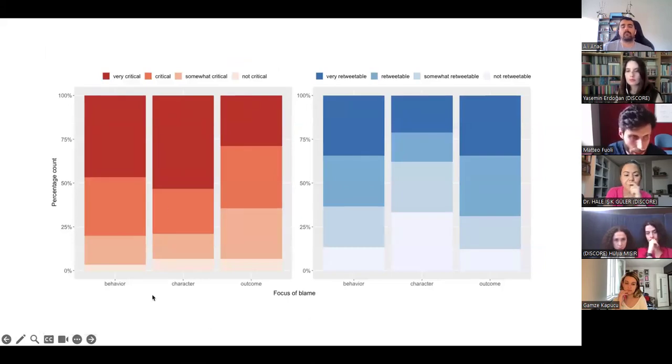What we found is that, as predicted, as you can see, people tended to rate tweets attacking a politician's character as very critical, whereas they tended to rate the other ones, especially outcome ones, less often as very critical and more often as somewhat critical or not critical. Now, contrary to what we expected, in terms of retweetability, the tweets that were perceived as most critical were perceived as the least retweetable. You see how many non-retweetable ratings we have here, a much bigger proportion compared to the other ones. So that already suggests that our hypotheses about retweetability might be flawed.